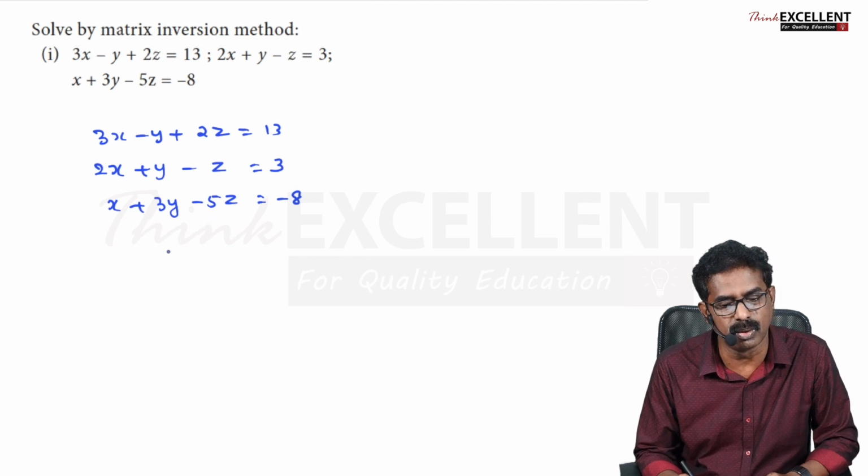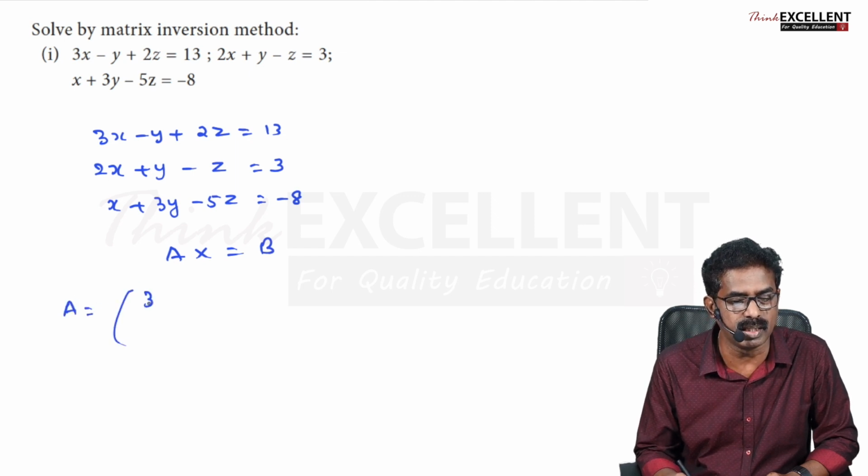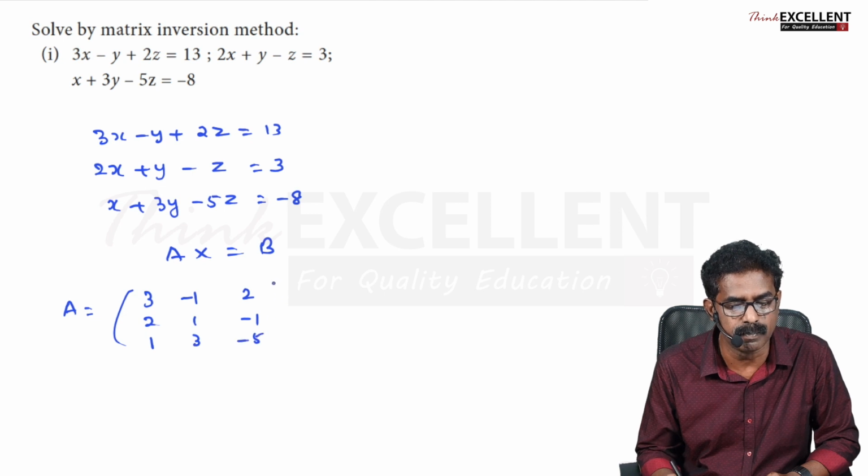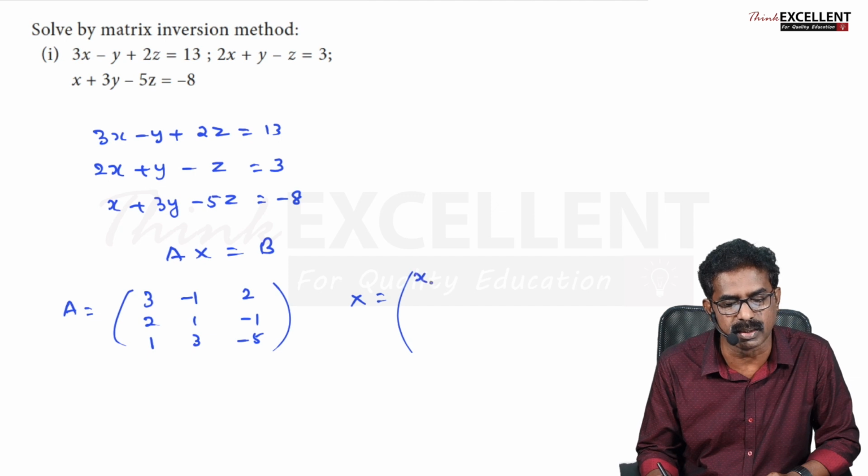So you write the whole system as AX equal to B. And what is A here? A is the coefficients, right? 3 minus 1, 2, 2, 1 minus 1, 1, 3 minus 5. This is A. X is the unknowns. What are the unknowns here? X, Y, Z.